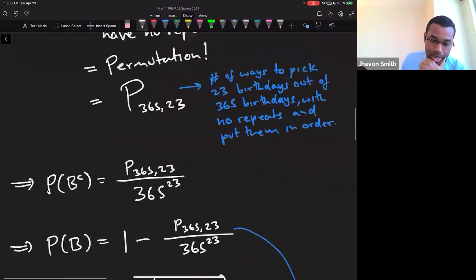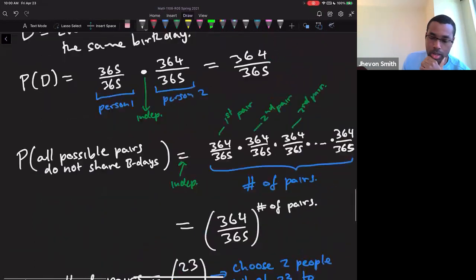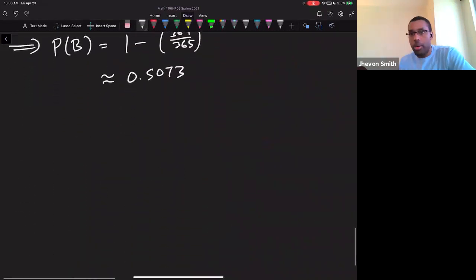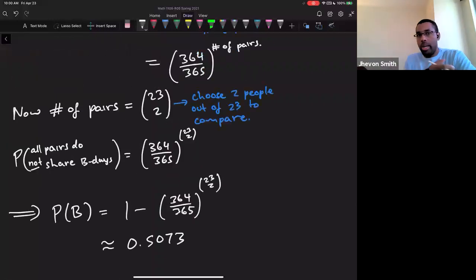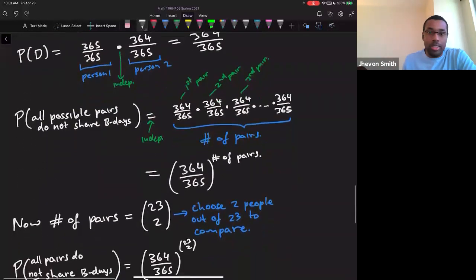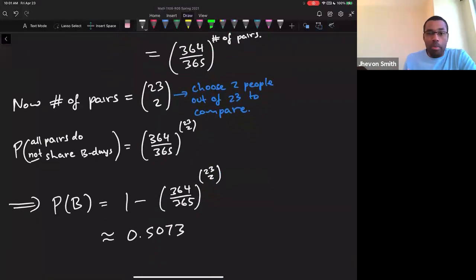Personally, I find the first way a little bit more intuitive, but some people might like the other way, especially if you've practiced a lot of problems with independence and you know, oh, I can just multiply all these probabilities. So just find out the probability that one pair won't share and then multiply it by the number of pairs, which is 23 choose 2, and so you get that. And then, of course, you take 1 minus that to actually get to the answer.